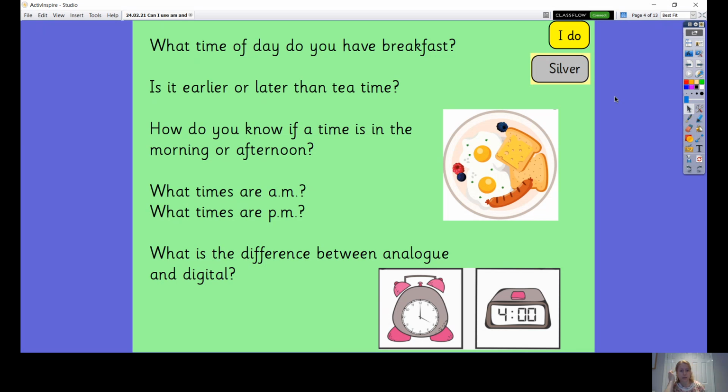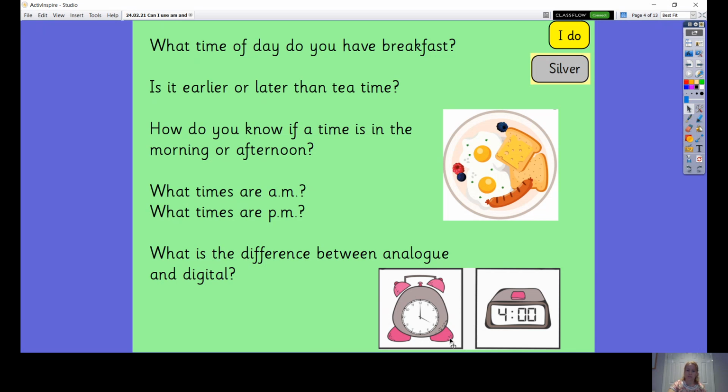Then what is the difference between analog and digital? Well, I've put a picture of 2 little clocks down at the bottom. So just have a little think for a second. Do you know what the difference between analog and digital is? Okay, so the analog clock is this one here.